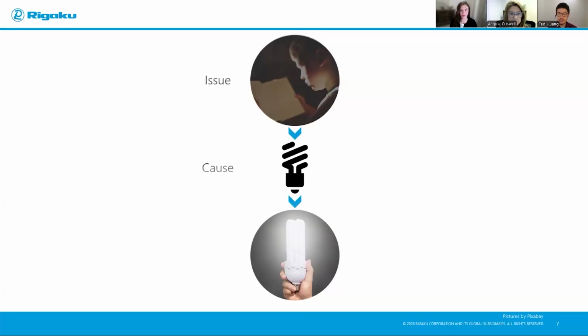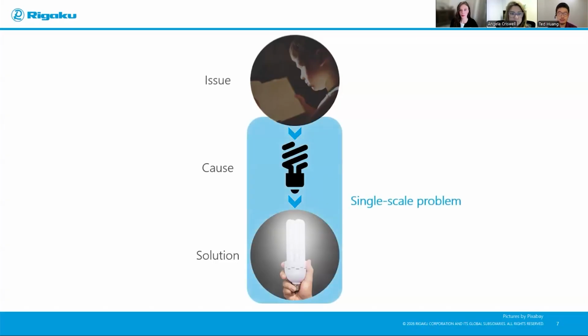But this is just a single chain of issue, cause, and solution troubleshooting. So this is a single scale problem that you just encountered. So you only need one troubleshooting step. Okay, is the light bulb broken or not? And then one technique. You need to know how to change the light bulb. And then you're on your way. But a lot of times, this is not how trouble happens.